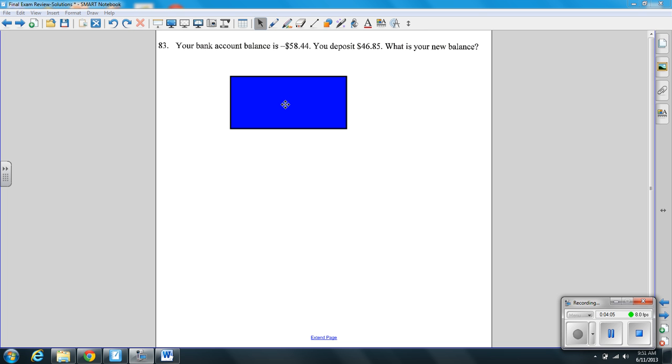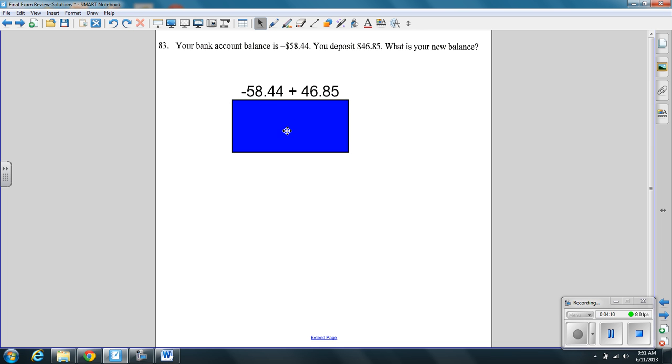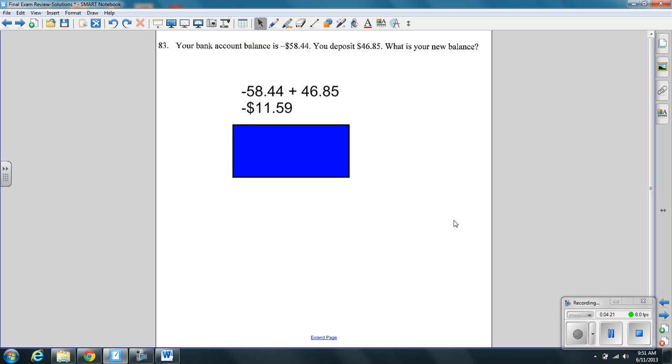Your bank account has a balance of -$58.44. You deposit $46.85. So our statement is -$58.44 add $46.85. Since our signs are different, subtract these from each other. We get a solution of -$11.59.